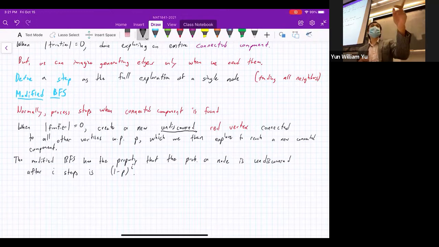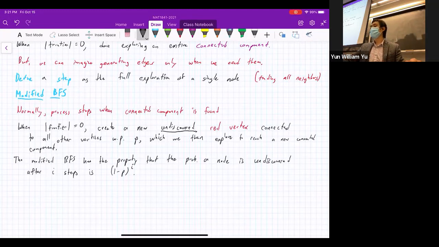Furthermore, the reason we can't just pick an arbitrary node is because it messes up this discovered probability, because you might have picked it without discovering it and then you just never discover it. Whereas with this modified BFS of introducing a new red vertex, we suddenly have the ability to give the probability of being undiscovered in this nice way, which then allows us to use moment methods, basically.